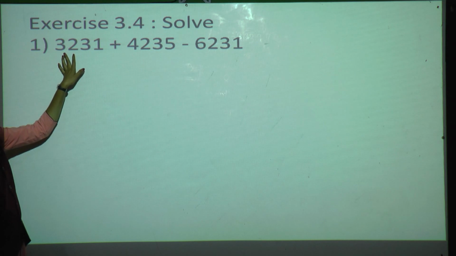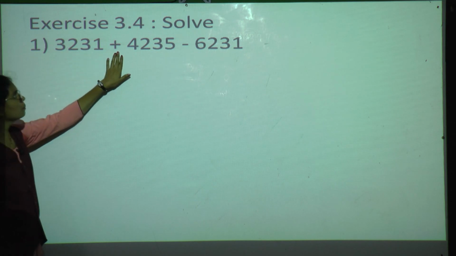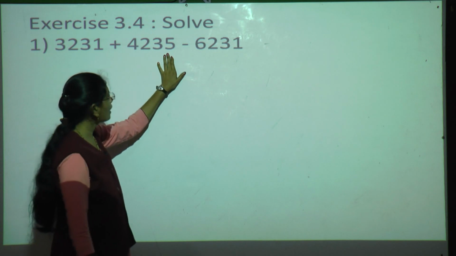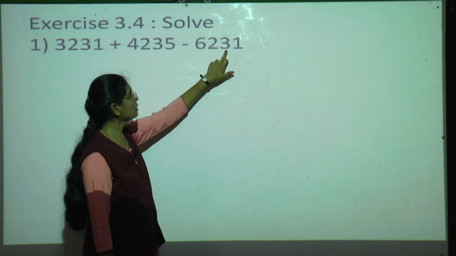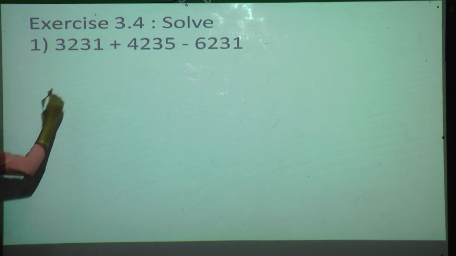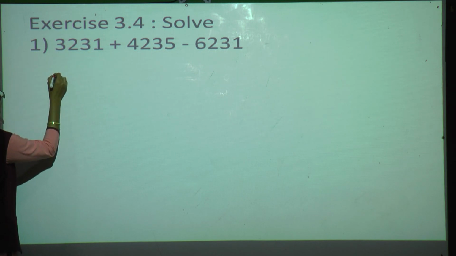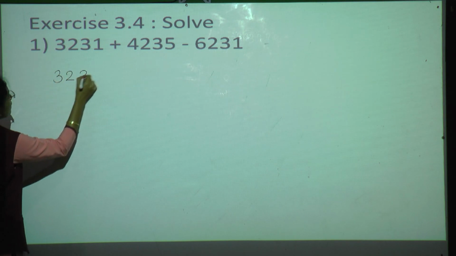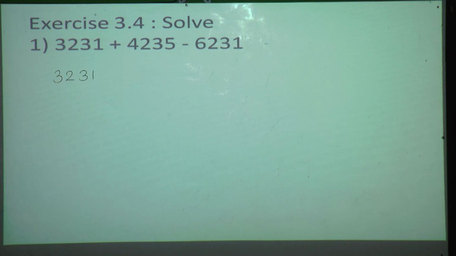The first one is 3231 plus 4235 minus 6231. So how will you solve this? First you have to add the first number to the number with the plus sign before it. First you have to take the first number, compulsory. What is the first number? The first number is 3231.